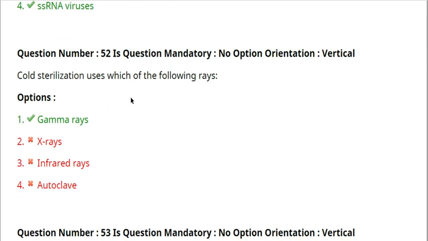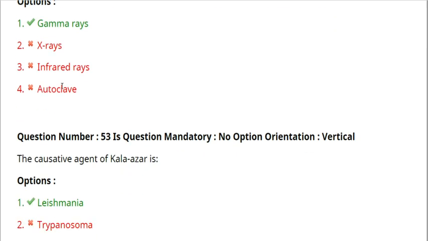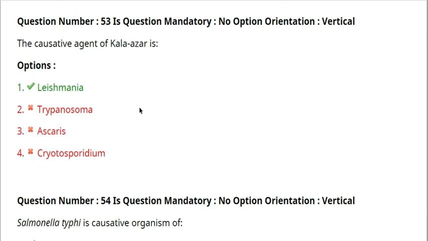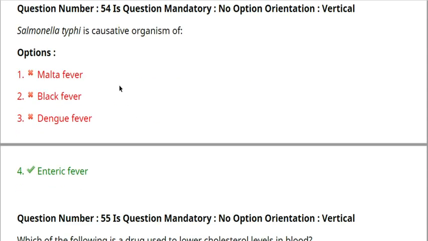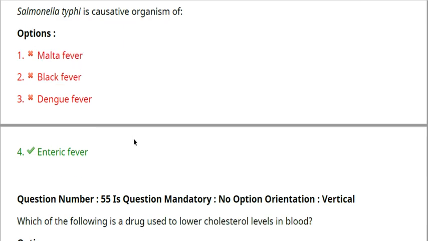Cold sterilization uses which of the following ways? Cold sterilization generally uses gamma rays. The causative agent of Kala-azar is Leishmania. Next, Salmonella typhi is the causative organism of enteric fever, whereas the causative organism of dengue fever is a dsDNA virus, and black fever is also called Kala-azar. It is caused by Leishmania only, friends. Next, Malta fever is caused by Brucella. It is a bacterial disease.